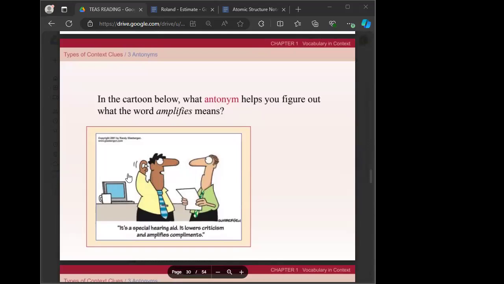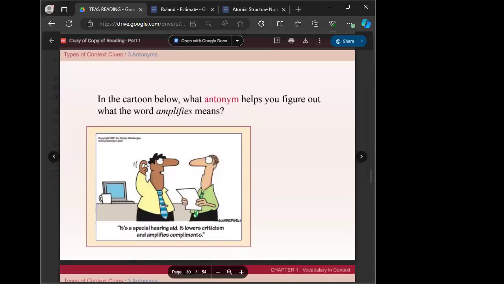And now here, for example, it's a special hearing aid. It lowers criticism and amplifies compliments. Okay, so if we know that criticisms and compliments are opposites, then that means that lowers and amplifies are opposites too.